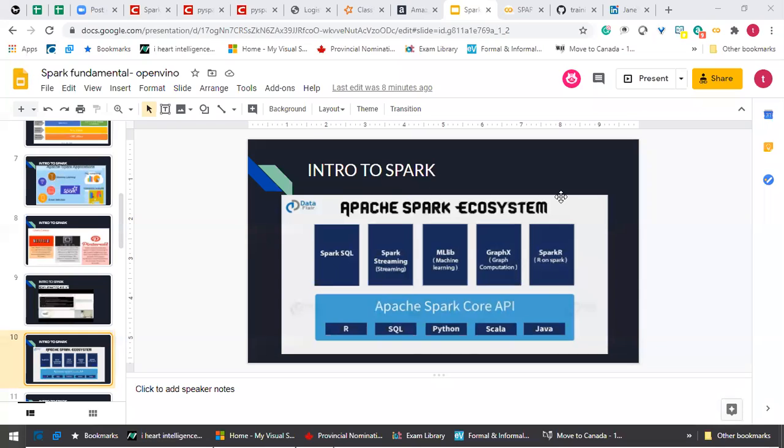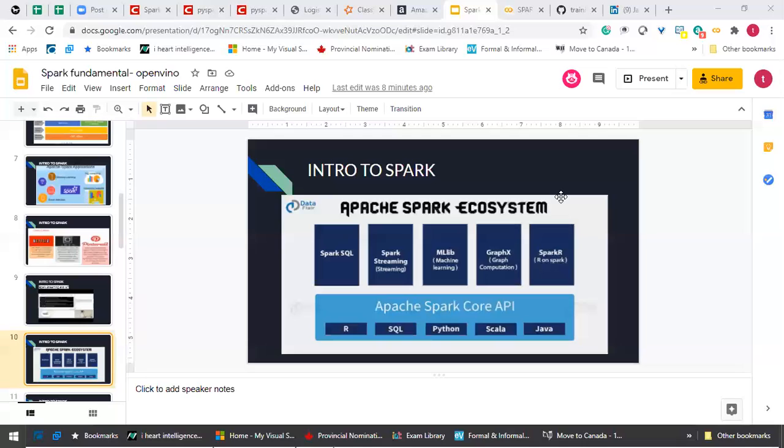Basically, at the core, you have the API, and on top of that, you have Spark SQL and Spark Streaming, which is for taking in streaming data. So if you have heard about Kafka, then Spark Streaming is similar to that. And MLlib, which is for machine learning. I have to tell you guys that right now, machine learning on Spark is not optimized.